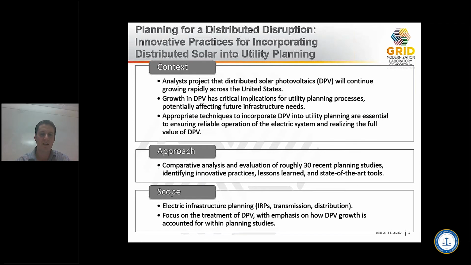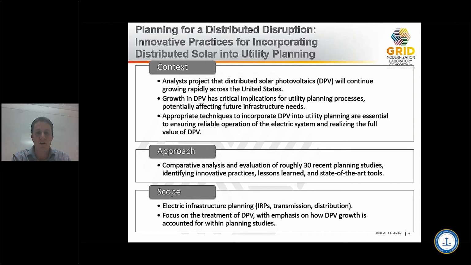So finally, Andrew and I and others wrote a study a few years ago trying to survey the landscape of how utilities and others are incorporating distributed solar and DERs into their planning process. Some of the context is that many analysts project distributed solar will continue to grow rapidly across the United States. While it's high in California and Hawaii, we project continued growth in other regions. And as I mentioned earlier, forecasting and understanding growth of DPV has implications for many aspects of the utility planning process, and therefore it's appropriate to document and improve our methods for forecasting DPV to ensure reliable operation of the grid and avoid unnecessary costs to the ratepayer.